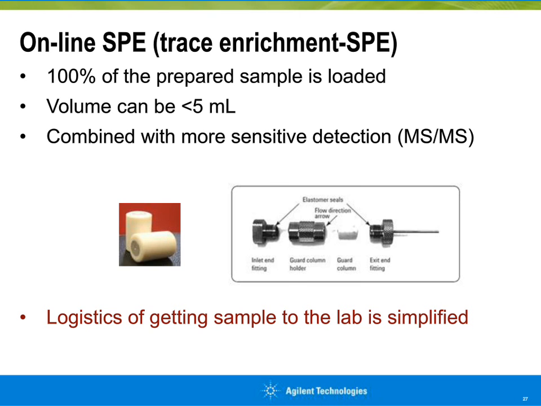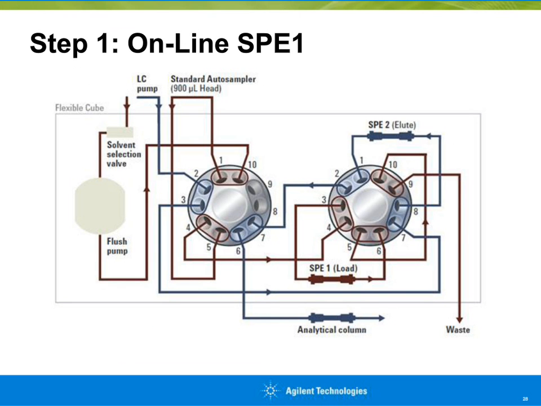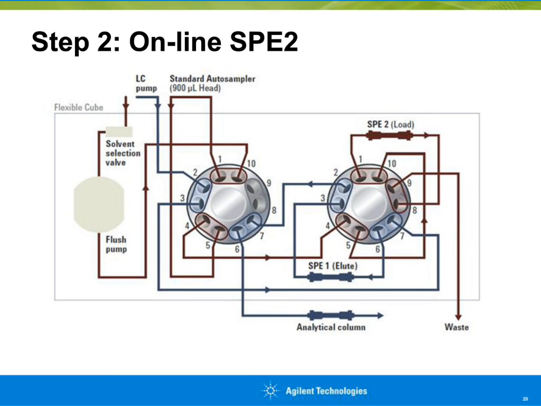Here's an example of how this is done, and this is with the Agilent Flex Cube. If you'll notice here with the red flow path, at the beginning of the analysis, the piston is delivering the sample from the autosampler to the trapping column, SPE1, identified by the red flow path. We switch the valve, so after loading the SPE1, the right valve is switched and the SPE1 is moved in front of the analytical column, now becoming the blue flow path. The SPE2 is cleaned and equilibrated for the following sample, shown by the red flow path.